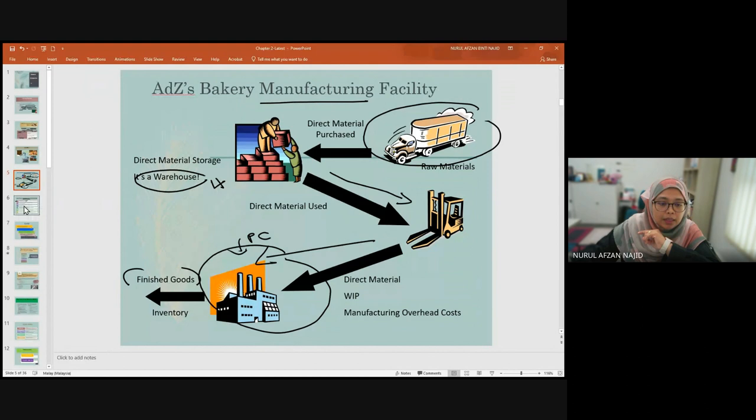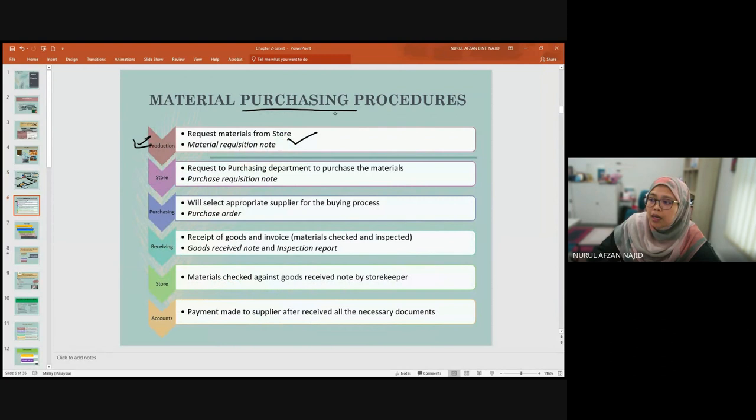So, what are the document involved in production center? Material requisition notes. So, yang ni soalan-soalan yang selalu ditanya dekat dalam test. Contoh soalan dia adalah, what are the documents involved in production center? What are the documents should be issued in store center? What are the documents involved in purchasing center? So this is the document. The italic one is the document. The first one adalah apa proses yang berlaku. So kalau dekat production center, prosesnya adalah request material from the store.